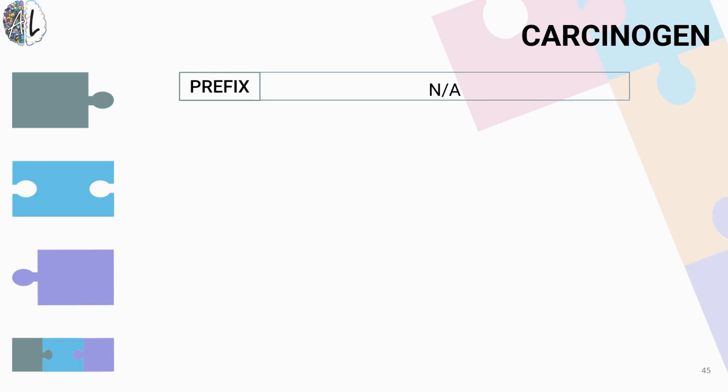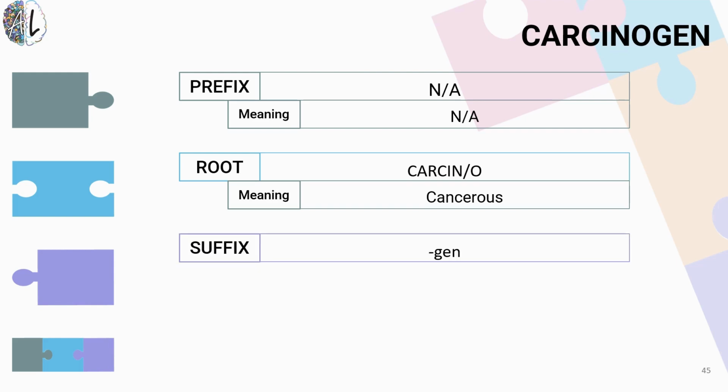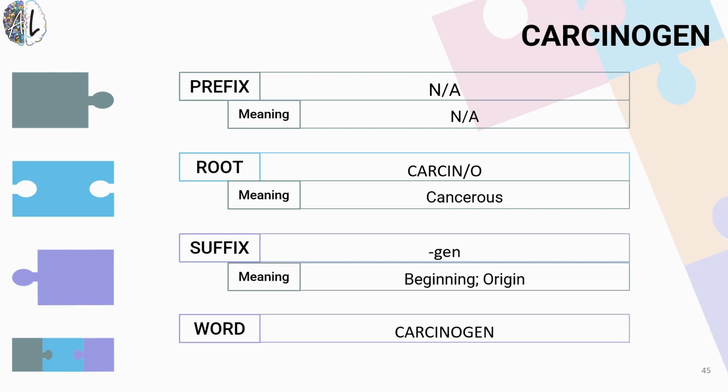All right, so carcinogen does not have a prefix, so we don't have a meaning. However, new on the Unit 2 word list, you do see the term carcino. Its meaning is that it is cancerous. You can also tell it's a root term not only by the combining vowel, but the fact that it's in the center of the term carcinogen. The suffix here is gen, G-E-N. It has the dash in front of it on your word list, and it's found at the end of the word. And just like the last term, its meaning was beginning or origin.